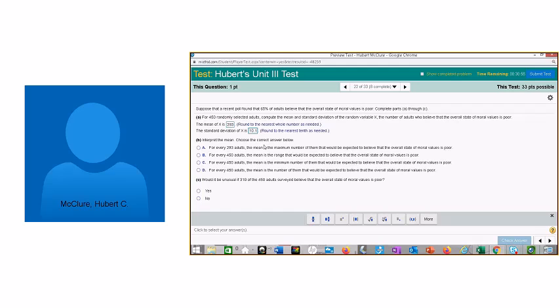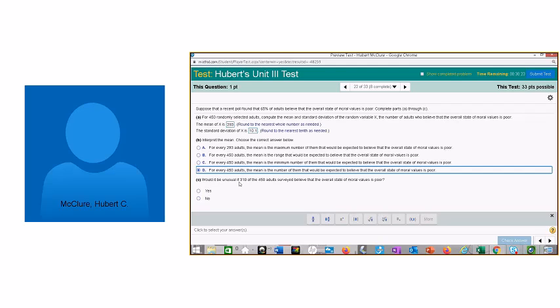Okay, so for every 450 adults, the mean is the minimum number that would be expected overall state? The mean is the number that would be expected in the overall state? The mean is the maximum number? I don't think that's right. The mean is the range? No, that's not right. I would say D, but I'm not sure.